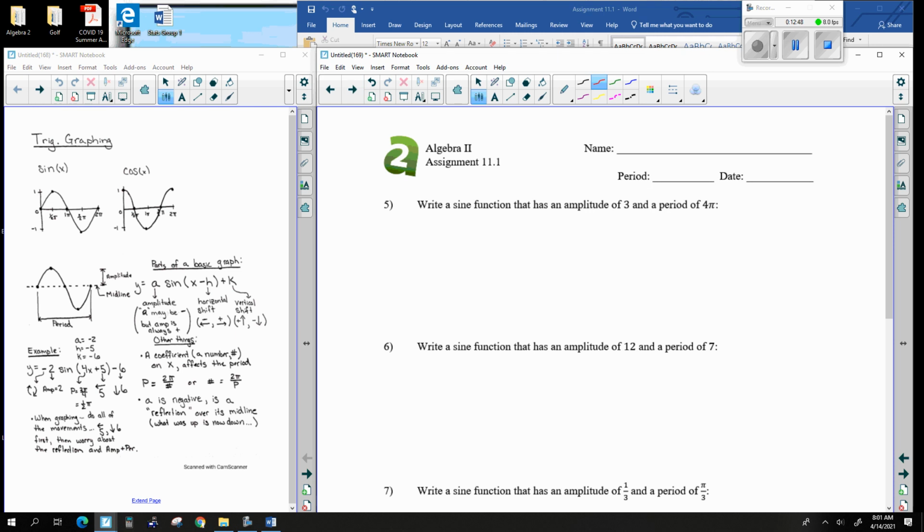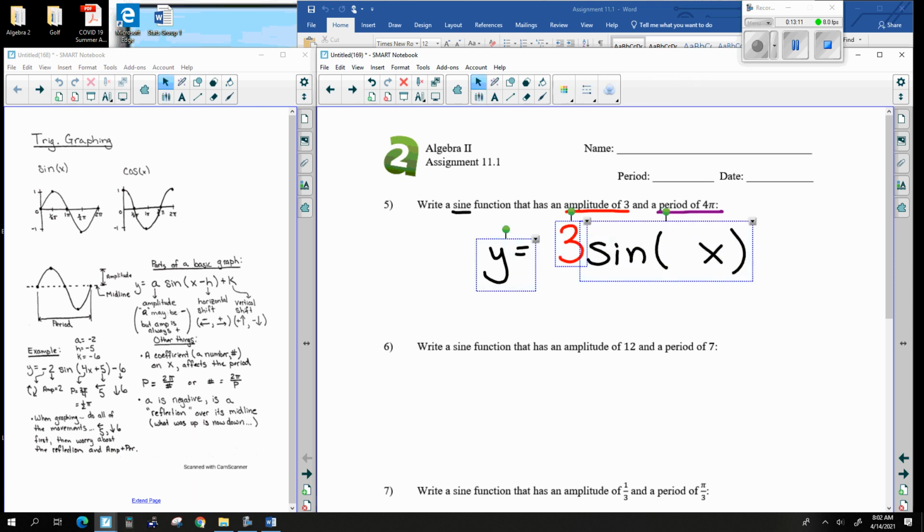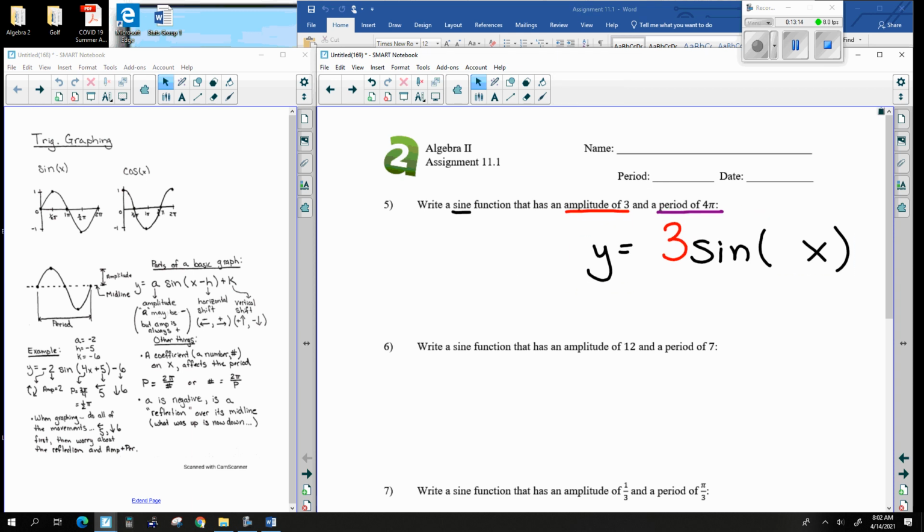Okay, so write an amplitude of 3 and a period of 4 pi. All right, and then they want us to write a sine graph. So y is equal to sine x. If this has an amplitude of 3, that's easy peasy lemon squeezy right there. That one's the easy one. Now, the other part is, again, a little bit harder.